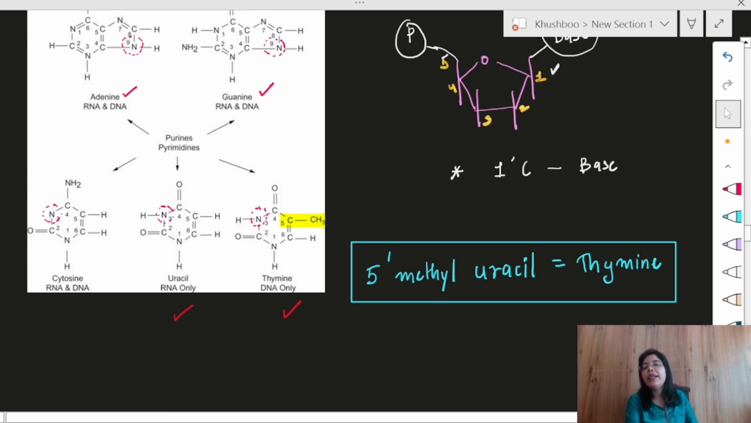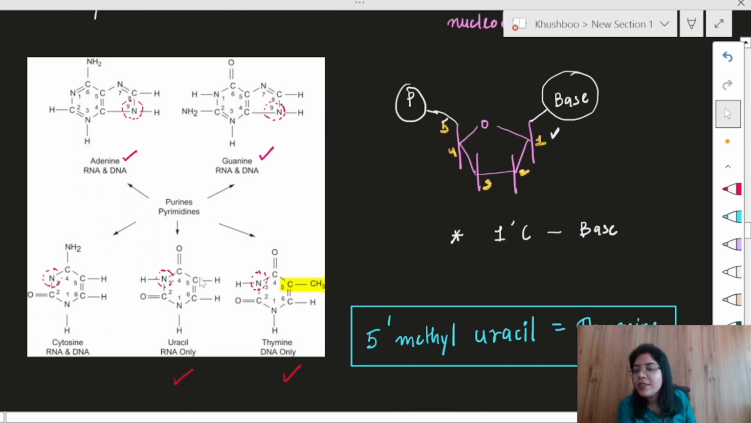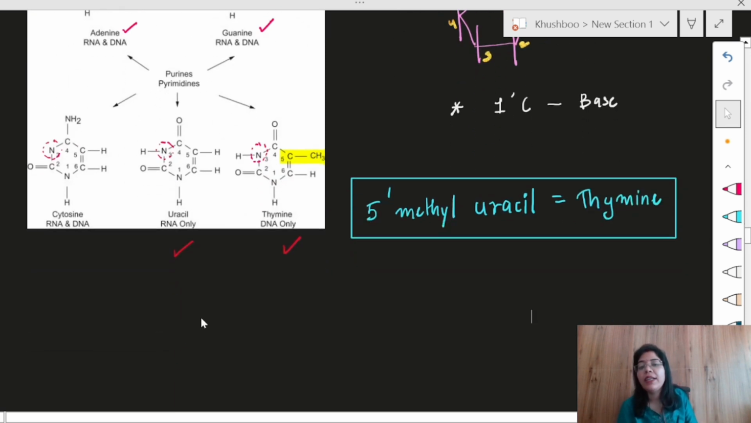you will be making thymine, right? And what they have mentioned, uracil has methyl group at 5' position. Does it have anything? No. But if you attach a methyl group, that uracil will become thymine, right? So question was on this, and this is given in NCERT. This is not out of NCERT question. This is given in NCERT.